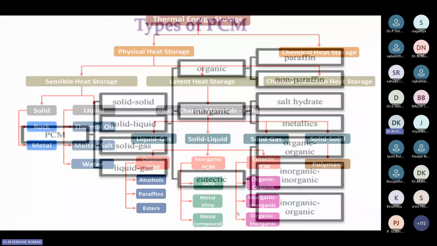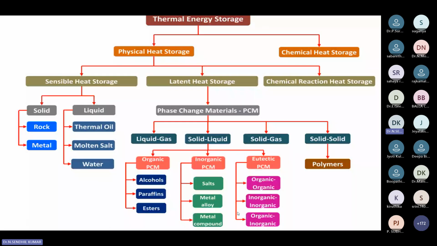If you see this slide, you will come to know solid means rock, mineral, metal, sensible heat. Latent heat storage means you can see here liquid to gas, solid to liquid, solid to gas. Given alcohol, paraffins, esters; inorganic means salt, metal alloy, metal compound. All those things depend. That's why we are using some sensible heat materials in the heat sinks. It's not melting. It only transfers the heat. That is sensible heat storage. Whereas a phase change material will melt and then transfer the heat. Sometimes chemical reactions also will be there.